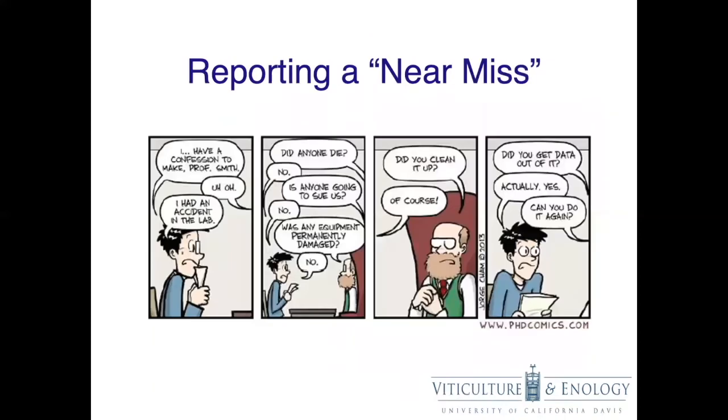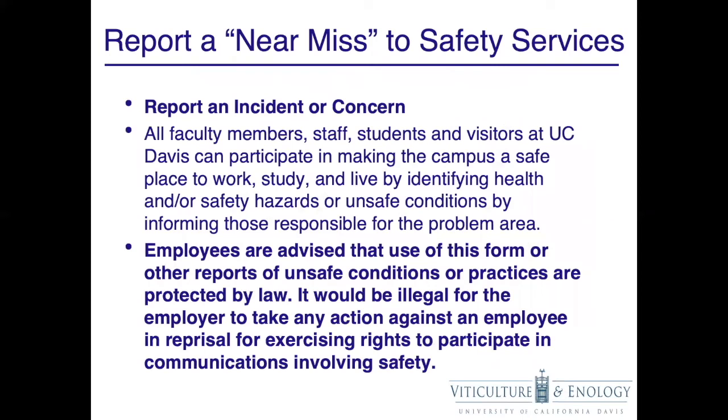So we talked about laboratory accidents, but what about near misses? These are important as well, as they can help prevent an accident from happening in the future. Any incidents or concerns may be reported to safety services. A form for this can be found in the department's IIPP.